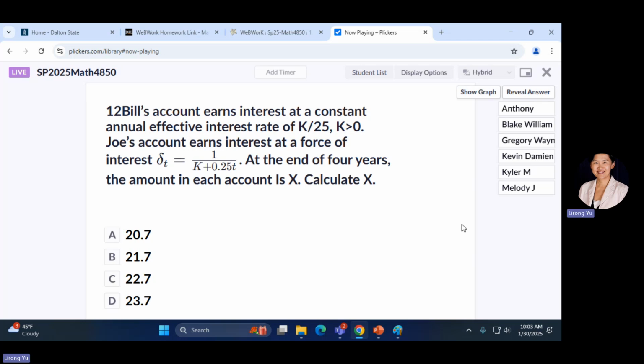The continuous interest and constant annual effective interest rate, where 12 is bigger than 0.